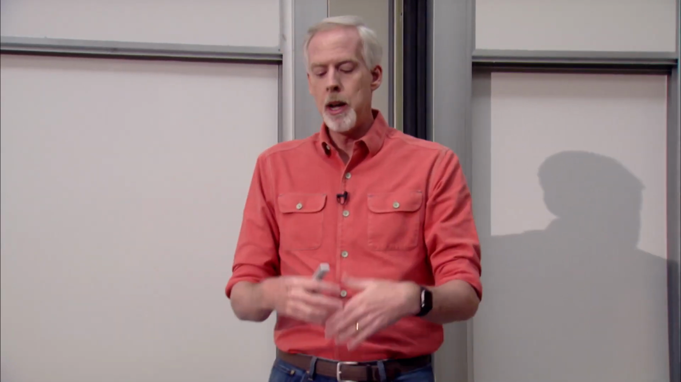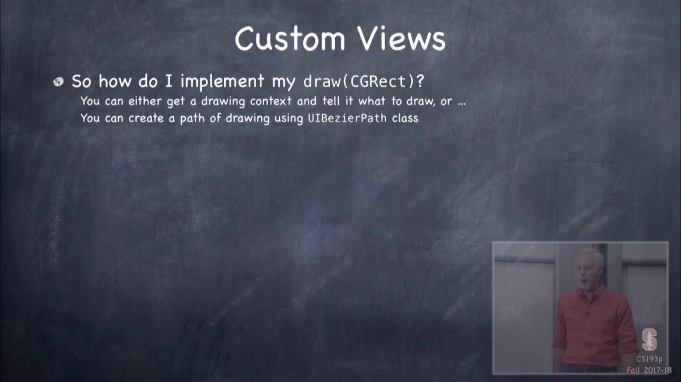So if you have a simple view that's easy to draw, doesn't use a lot of resources, not 3D graphics or something, then you can just ignore that rect. Okay? All right, so how do I implement this draw rect? Okay, I override it, now I want to draw. So how are we going to do it?